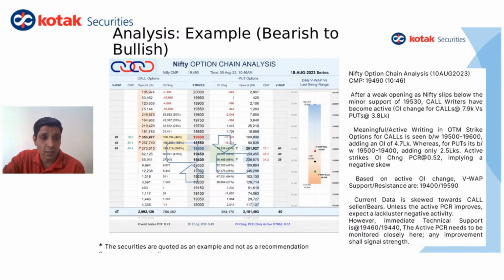So this is an example where we're looking at the option chain on NSE side, and we know that the maximum OI on the call side was at 19,600, and on the put side it was at 19,500 and 400. Okay, so there were multiple support levels at 19,500 and 400.